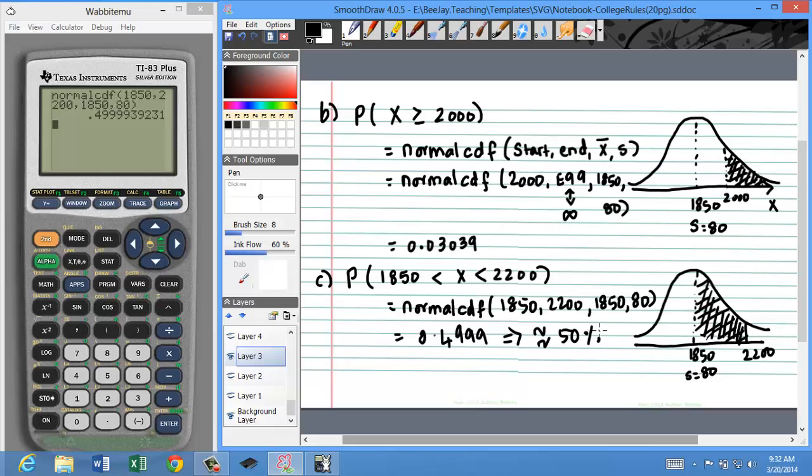Well, a 50% chance is not a good probability. You can't tell someone, well, there is only a 50% chance that you will be able to maintain your weight if you ate between 1850 and 2200 calories. Now, if we want to give a more confident answer, we could find this probability instead.